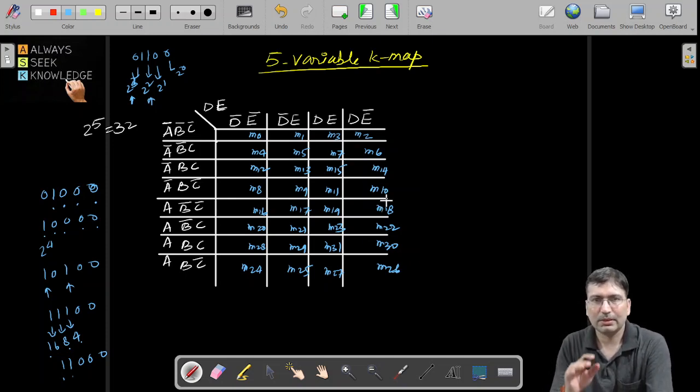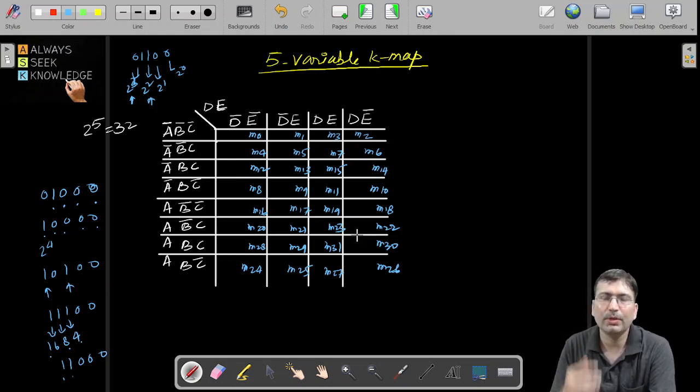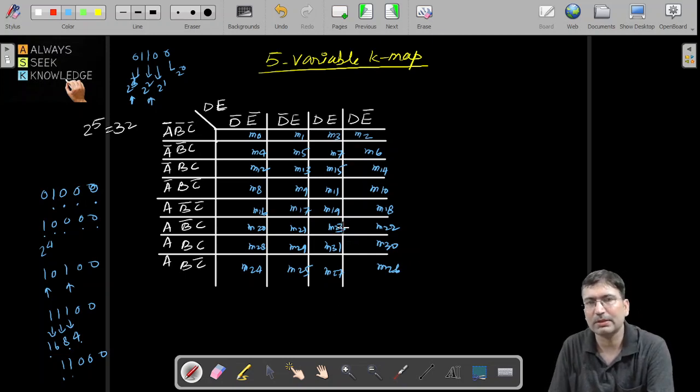So this is sufficient for this lecture. In the next class, we will talk about don't care conditions, and we will take a few examples to minimize given Boolean functions with the help of K-map.